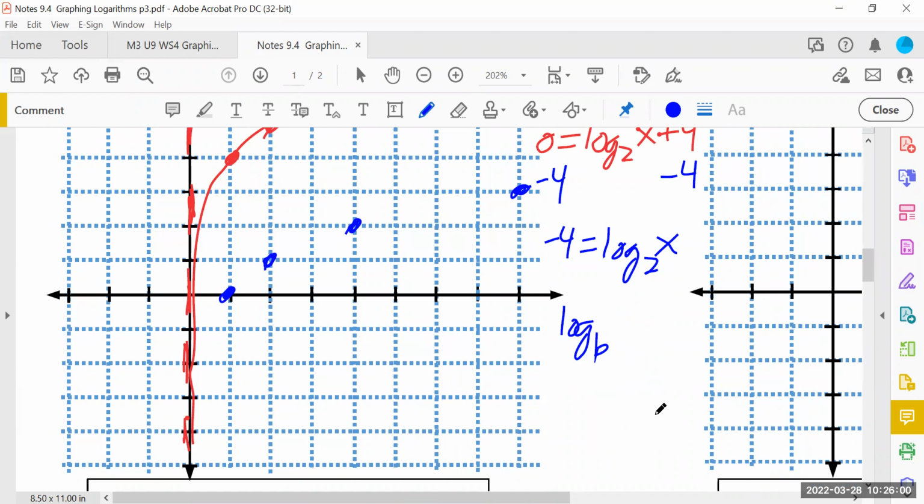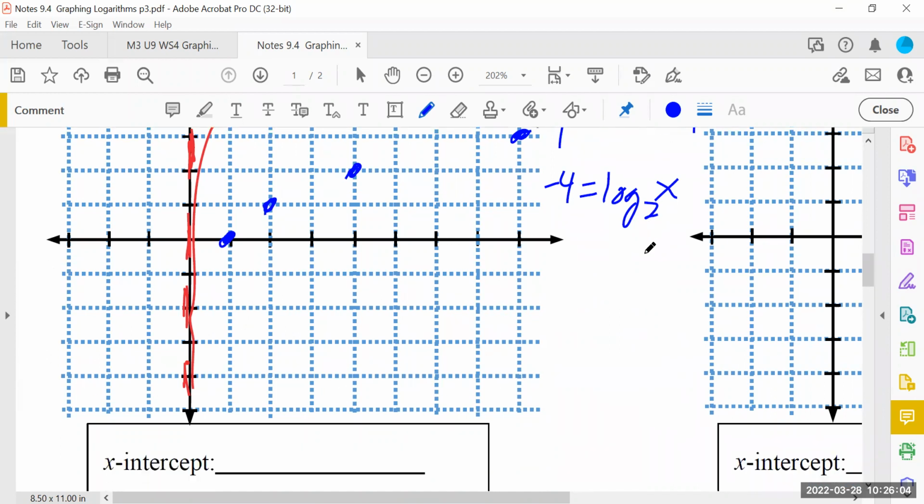So in this case, the 2 comes down, 2 to the negative 4 power, what I was equal to comes across as my exponent, and then whatever was inside my log is now what I'm equal to. X is 2 to the negative 4th power. That's my x-intercept, or 1/16. So you can write this either way.